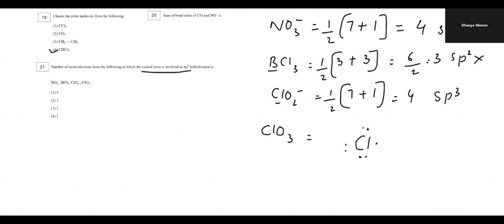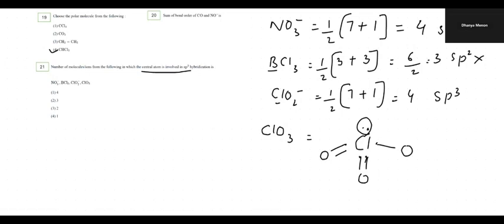So 1, 2, 3, 4, 5, 6, 7 electrons. So it forms a double bond with oxygen. It forms a single bond with oxygen, and there's a lone pair. Okay, so 1, 2, 3, 4, 5, 6, 7.